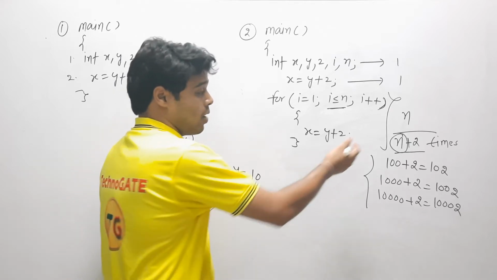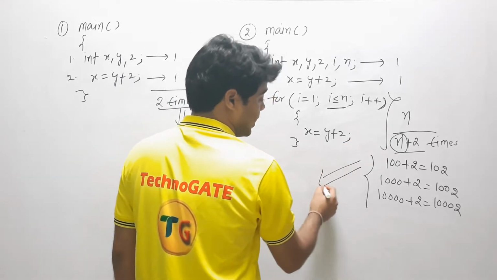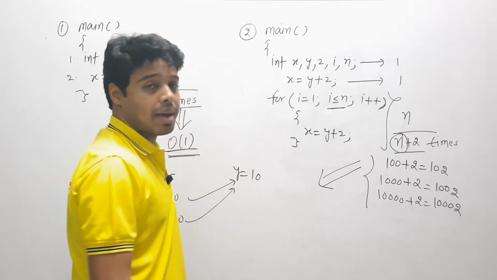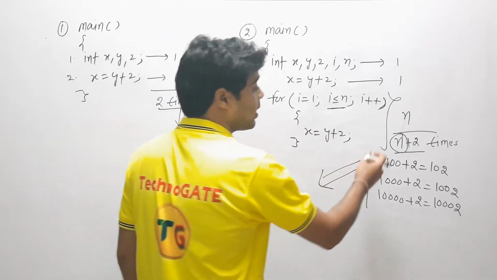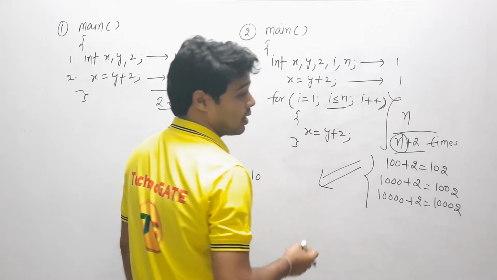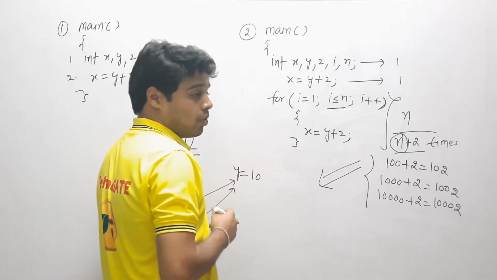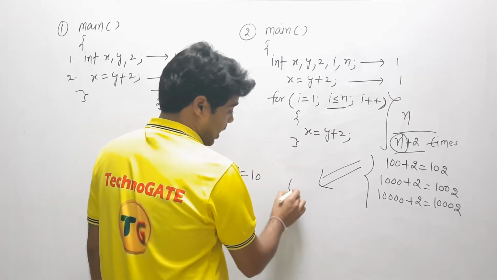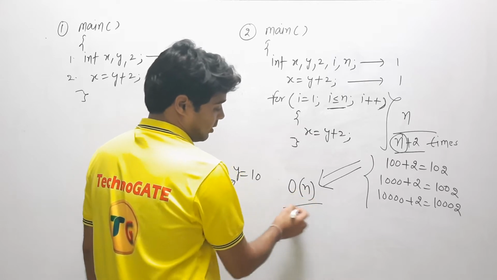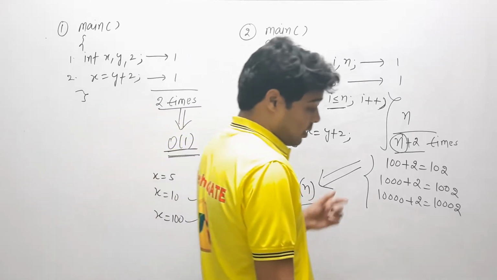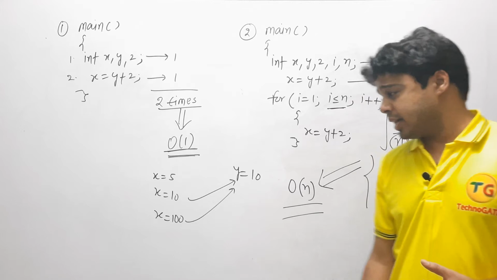Okay. So what is the higher order term here? The higher order term always determines the time complexity. Here linear, and here 2 is constant. So constant and linear, which one is bigger? It is n. So it is order of n. So time complexity is order of n.